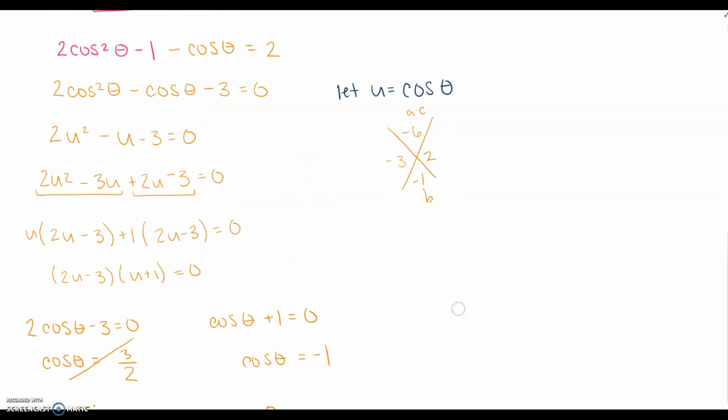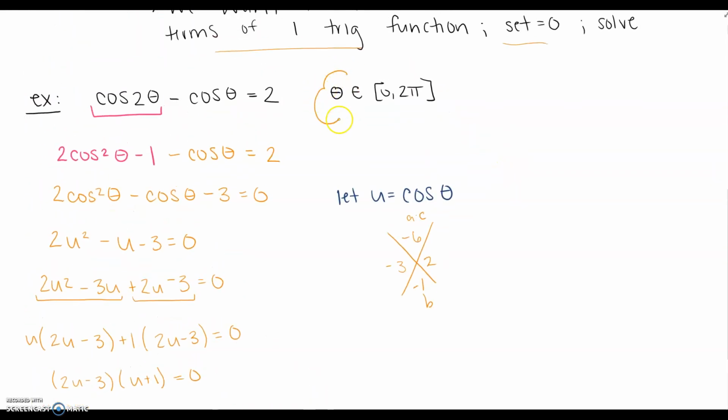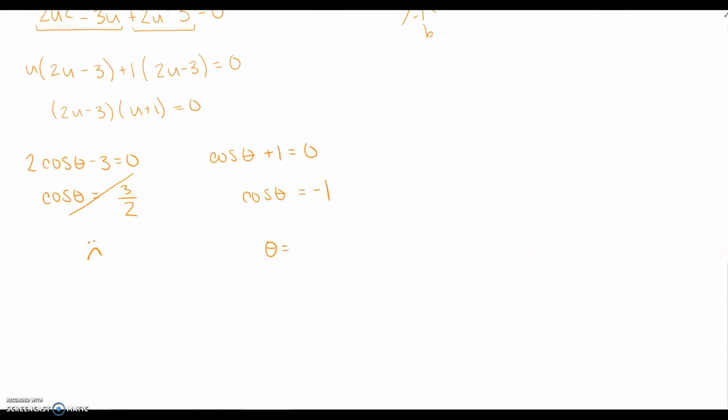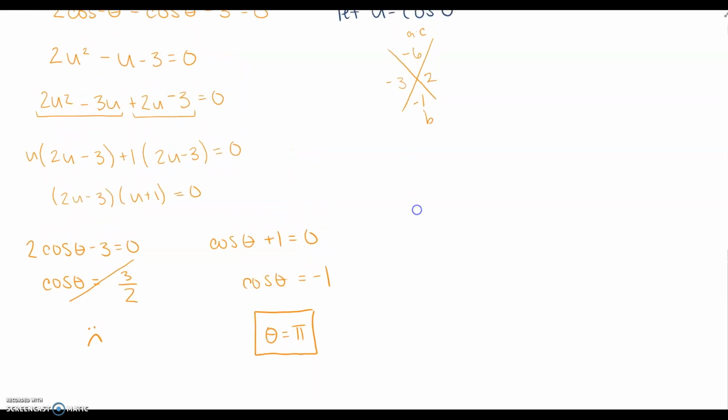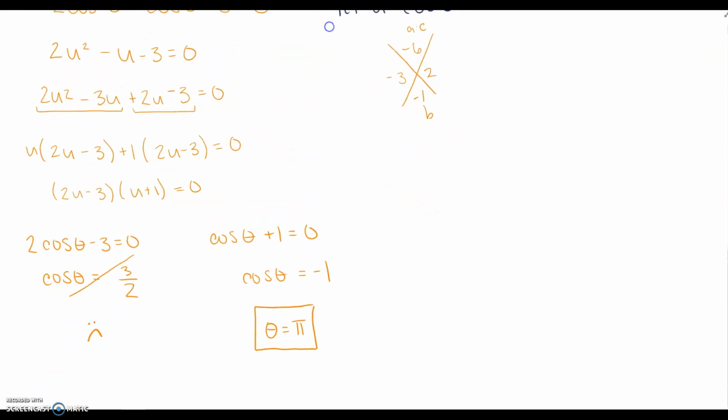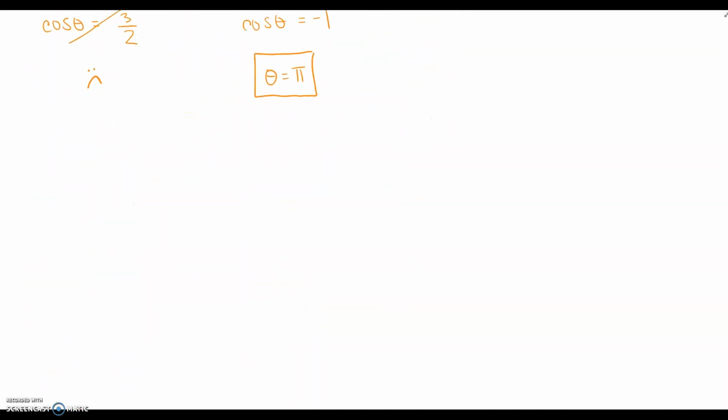And then remember, you need to go all the way back up to what theta can be. So it's between 0 and 2 pi. What values between 0 and 2 pi give us cosine equaling negative 1? And hopefully you are thinking pi. And we are done. So that's it. It's very similar to what you've done before. The only difference is you're now using some new identities. So why don't you pause the video and try the second example.